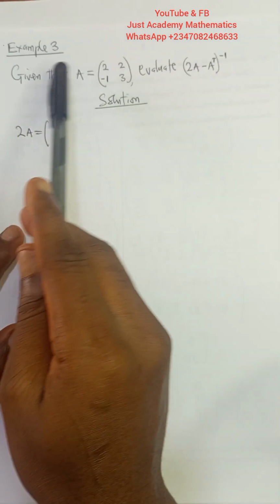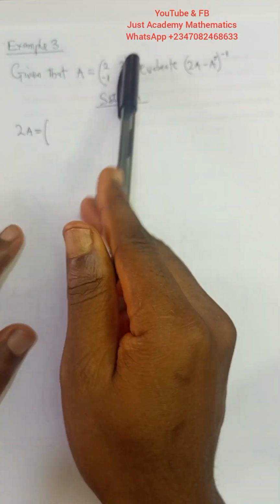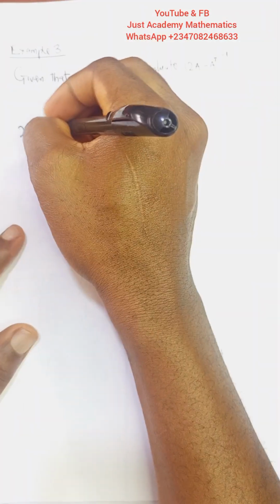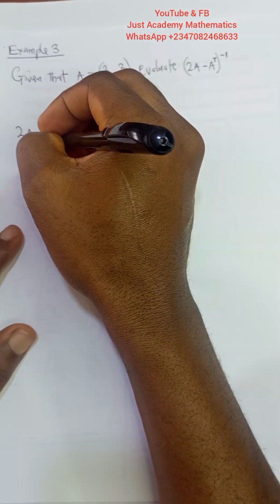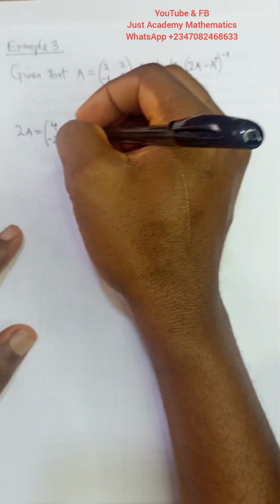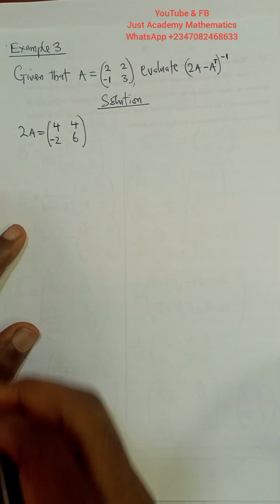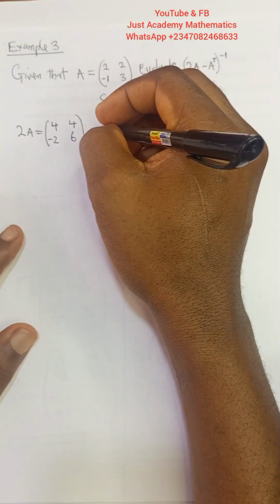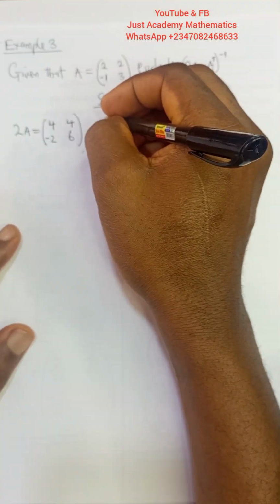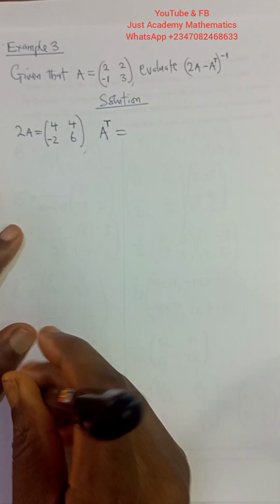2 times this value. And 2 times this value means 2 times everything inside, which will give us what? 4 minus 2, 6. That is 2A. So that one is settled. Now let's go for A transpose. A transpose. What is A transpose?